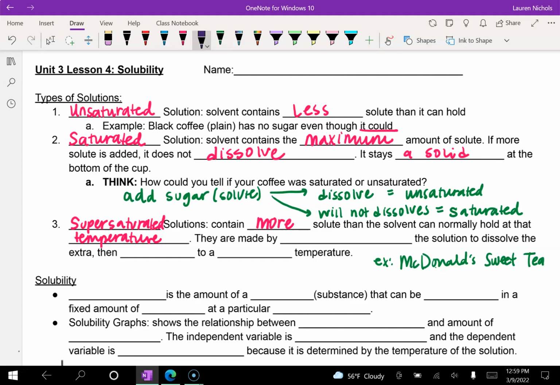But what they do is heat up the solution to dissolve the extra, and then you can cool it down slowly to a low temperature. And it's kind of like the sugar gets a little lazy. It's like, I'm already dissolved, might as well stay dissolved. That's kind of what happens.